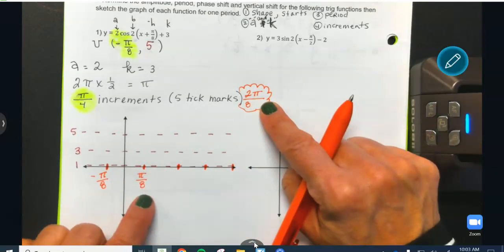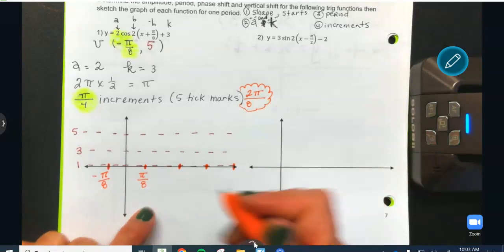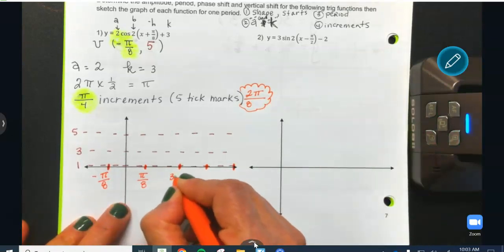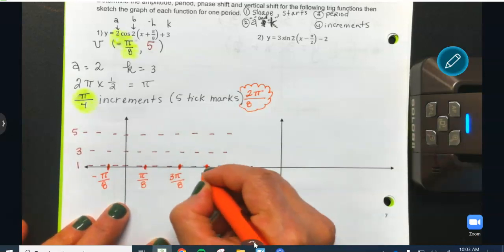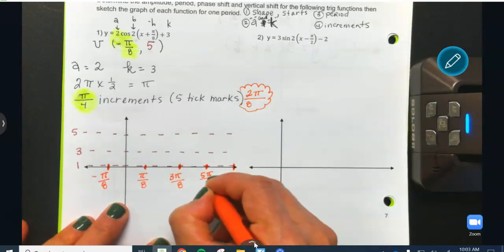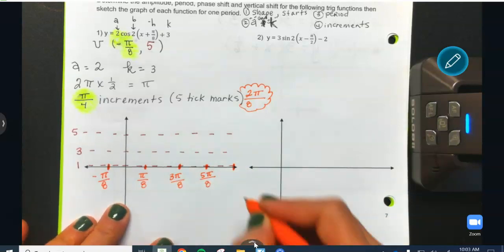All right, and then we're just going to keep adding 2's. 1 over 8 plus 2 is 3 pi over 8. 3 plus 2, 5 plus 2.